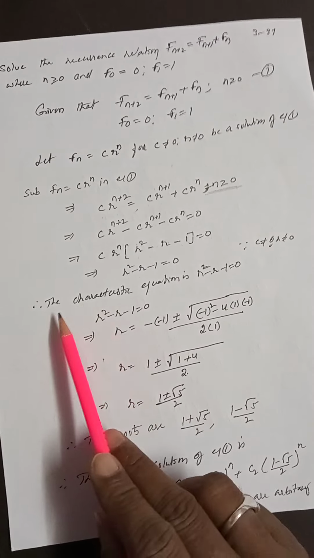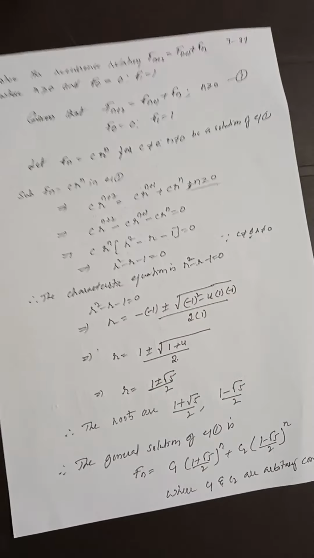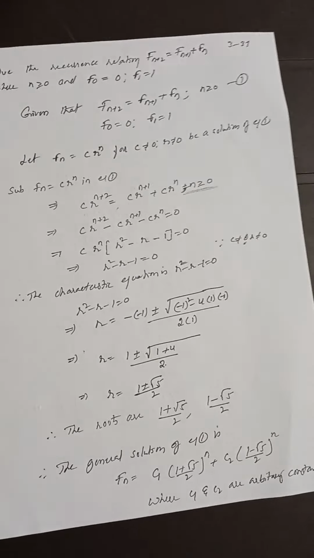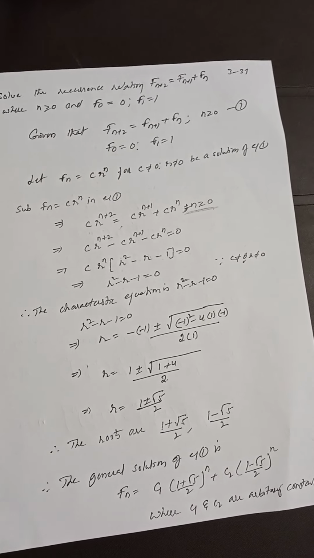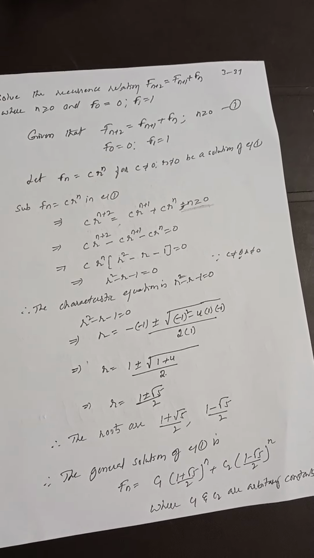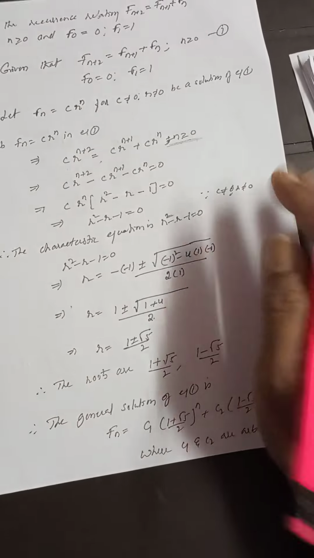Now here the characteristic equation is r square minus r minus 1 is equal to 0. This is the characteristic equation of the given recurrence relation. Now this characteristic equation is a second order quadratic equation, or you can say a second degree equation in r. It has two roots. This one we cannot solve by using traditional methods, therefore we have to use the formula.